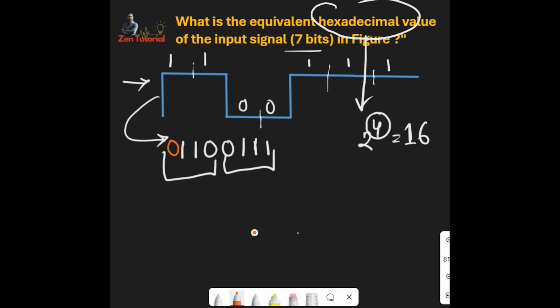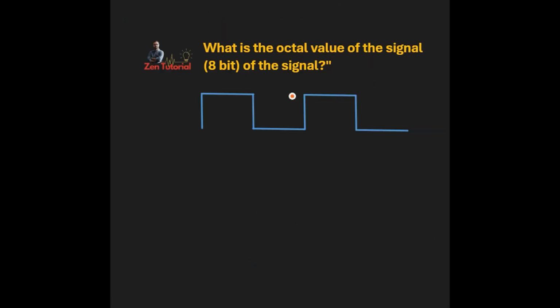So 0, 1, 1 represents 7 and 1, 1, 0 represents 6, right? So the hexadecimal of the signal will be 67.